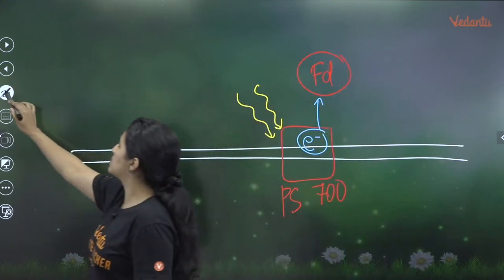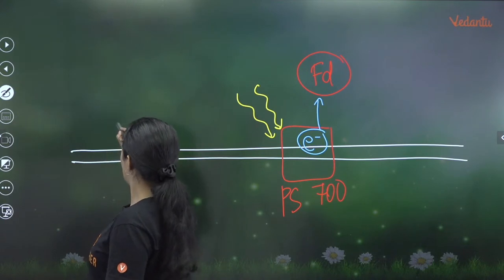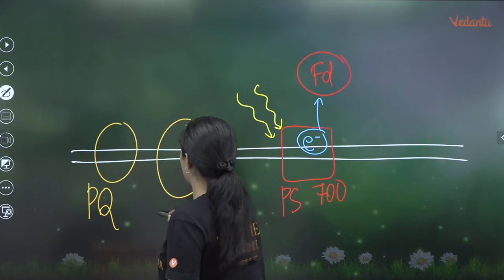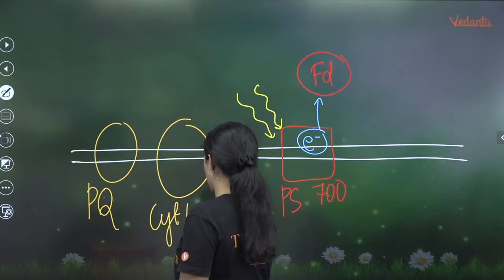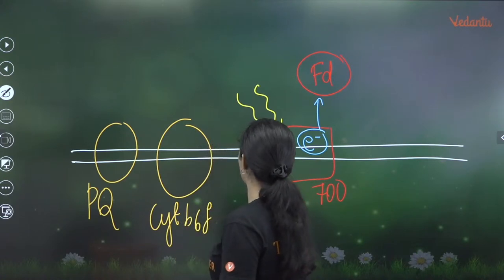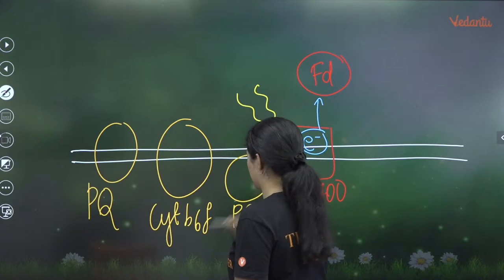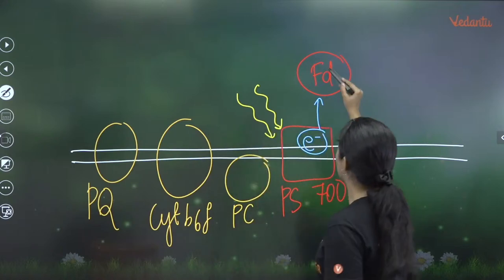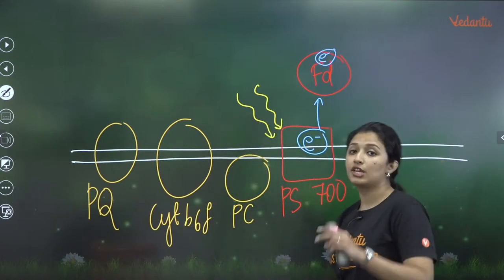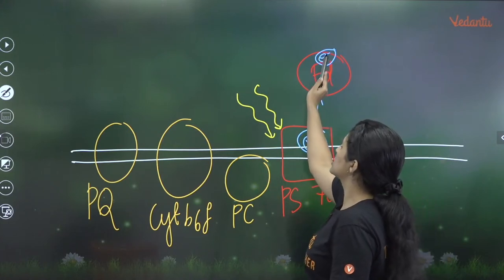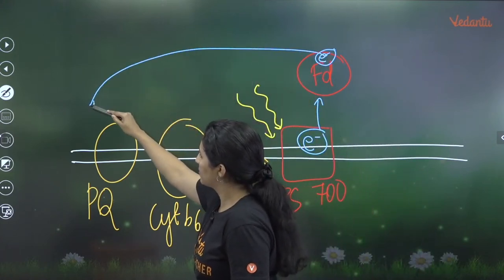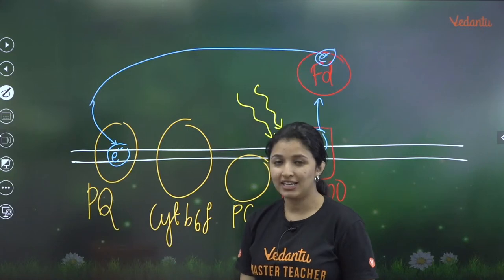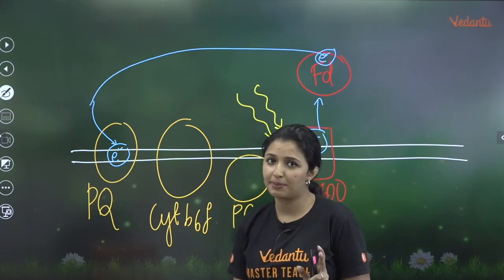But along with ferredoxin, the others that we have are plastoquinone, cytochrome B6F, and we also have plastocyanin. Okay, these three are all there. Now the electron is going to move from ferredoxin, okay, there is no FNR. Right? So, this electron is going to come all the way back and it will be accepted by our plastoquinone. Now, we all know what happens in plastoquinone, right?